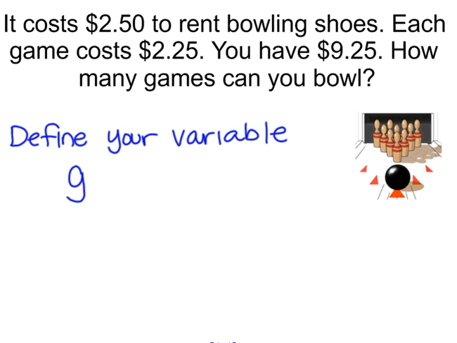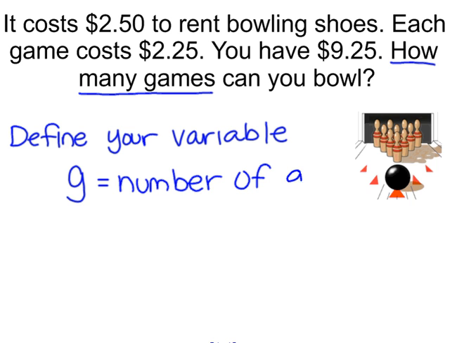So in this example, the question says how many games. So that's what my variable is going to represent. So I can write G equals number of games. Okay, so again, look for the question, and whatever the question is asking, that will help you set up what your variable will be. Okay, now that we know what variable we're going to use and what it represents, now we can start setting up our equation.